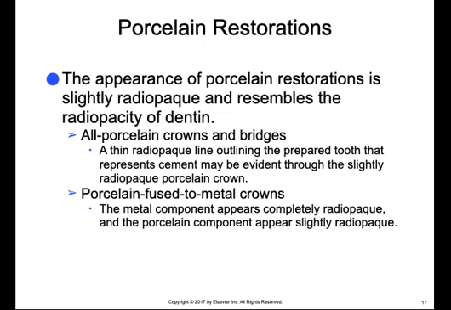When viewed on a dental image, a porcelain fused to metal crown has two components. The metal component, which is the understructure of the crown, appears completely radiopaque, and the porcelain component, which is that thin porcelain layer that's layered on top of the metal, appears slightly radiopaque.